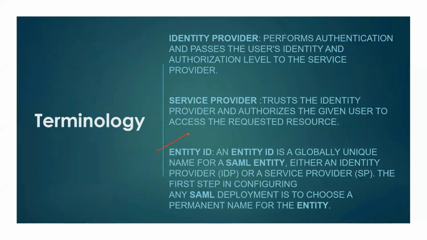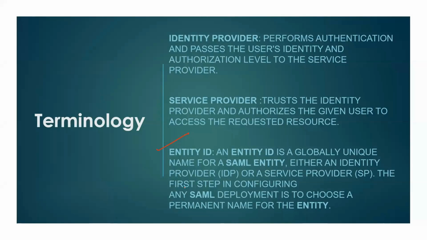An entity ID is a globally unique name for a SAML entity, either an identity provider or a service provider. The first step in configuring any SAML deployment is to choose a permanent name for the entity. You have to first define what the entity ID is on both sides.